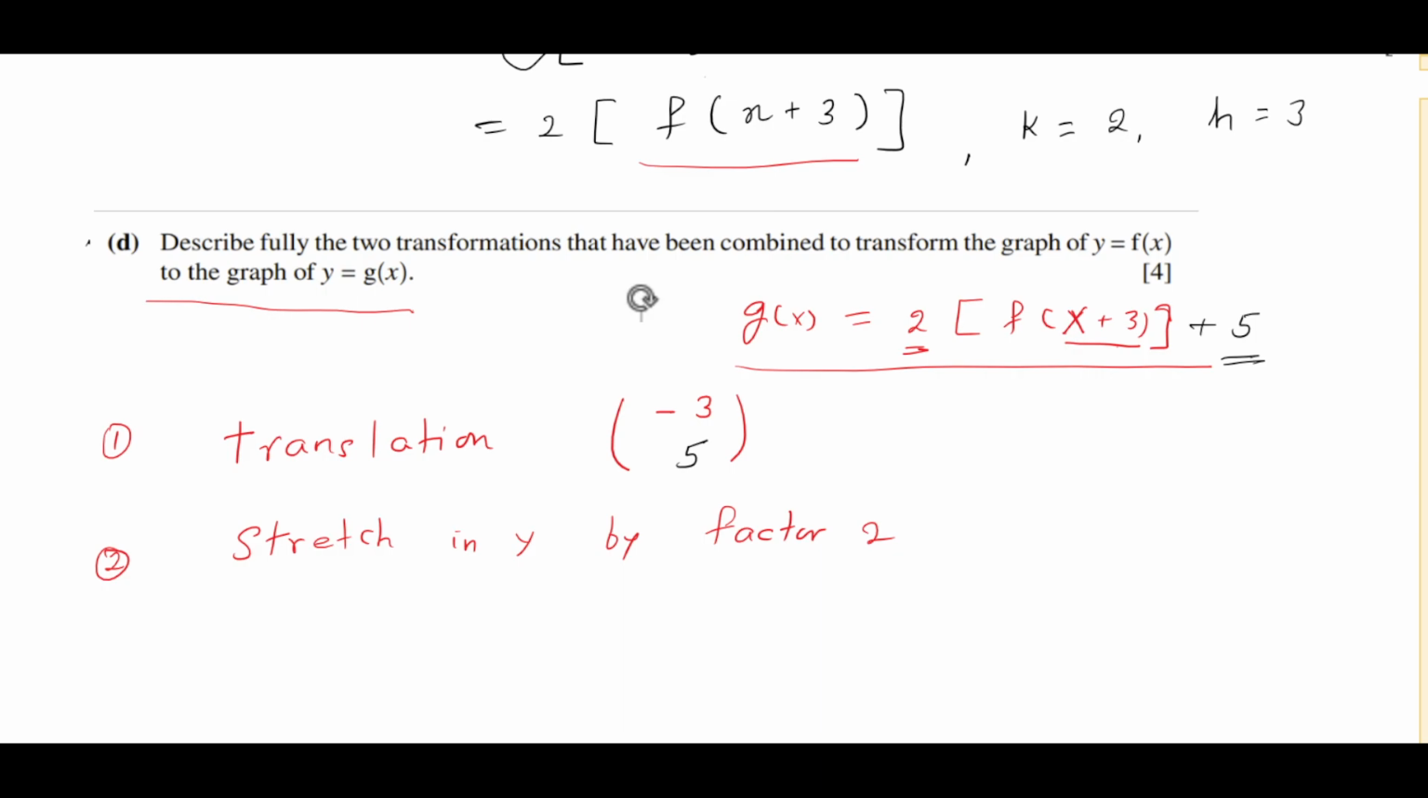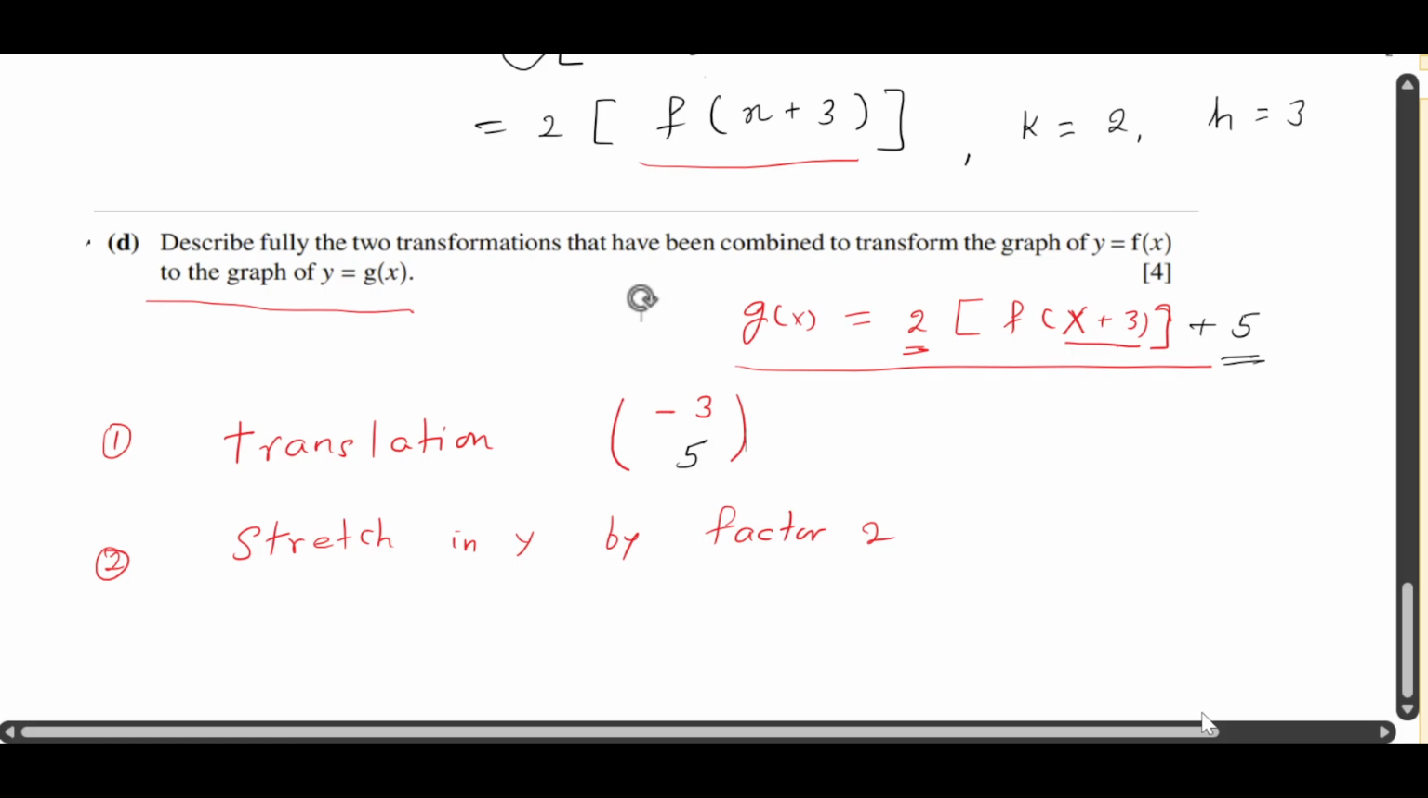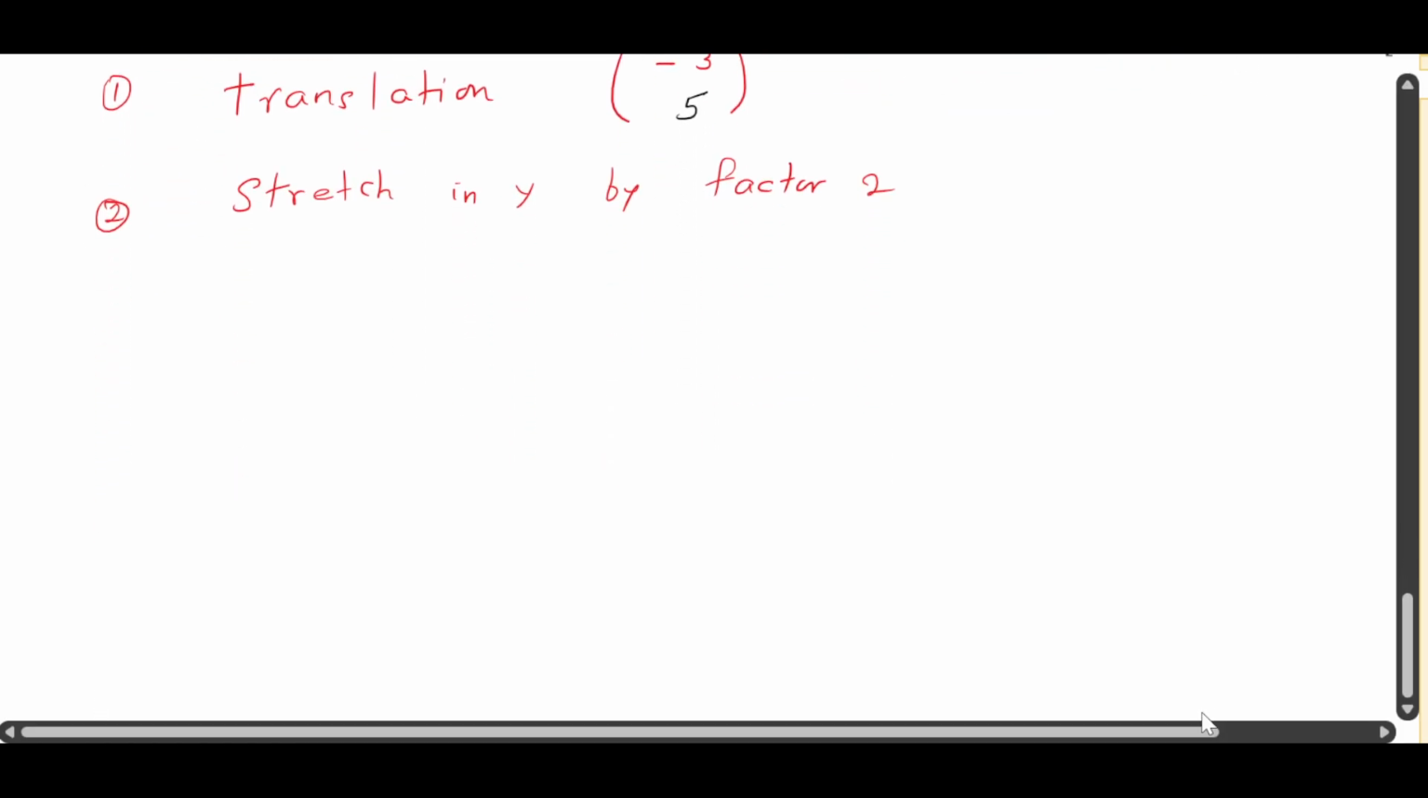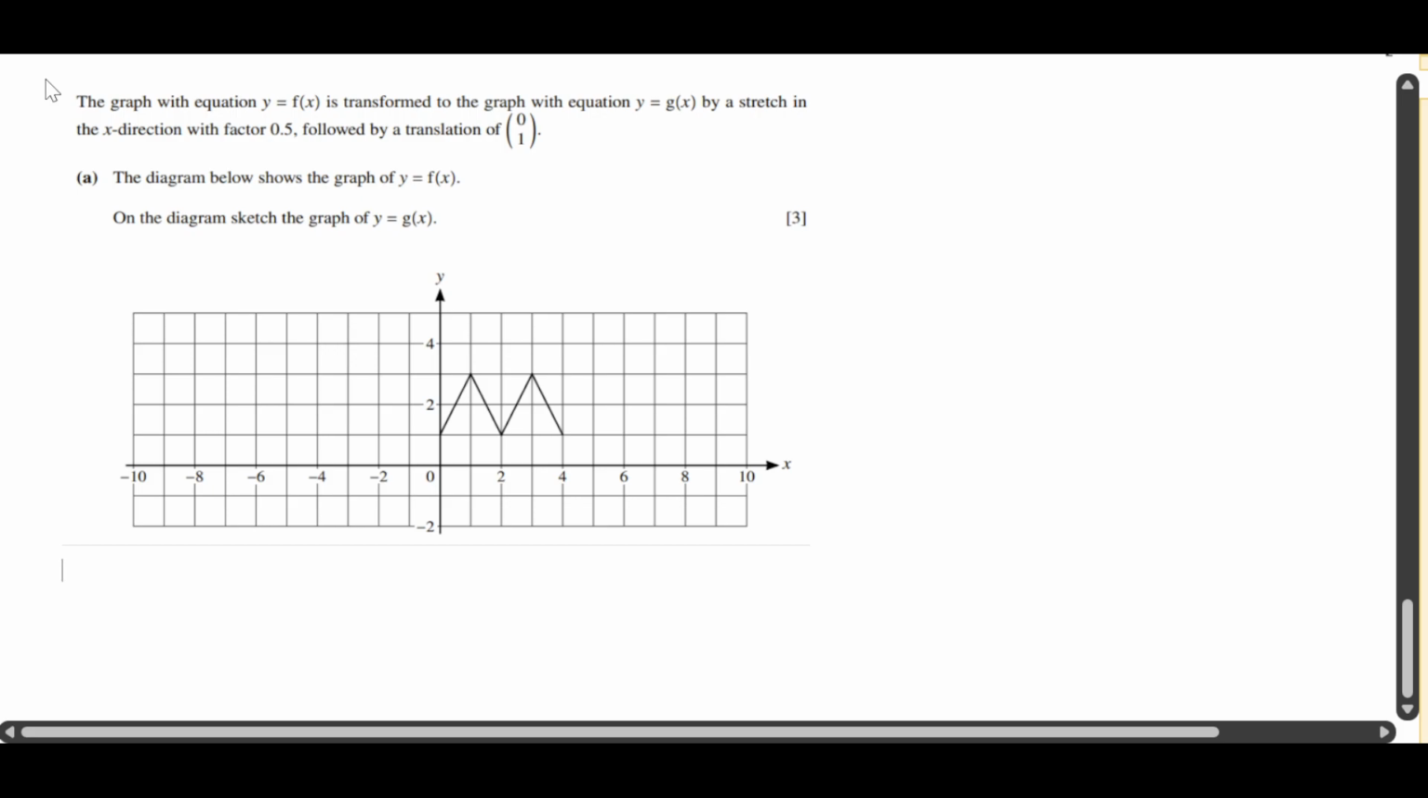Like when 5 is added, I say there is a translation of 5. If the whole function f(x) is multiplied by 2, I will say there is a stretch by a factor of 2. Actually, this translation and transformation part in functions is quite easy if you understand properly in which direction what is happening. Let us concentrate on the second question. This is our second question.